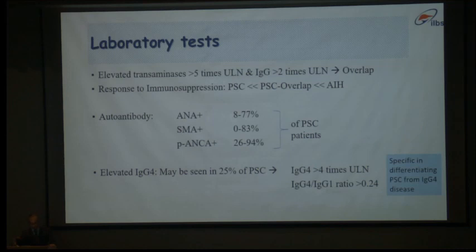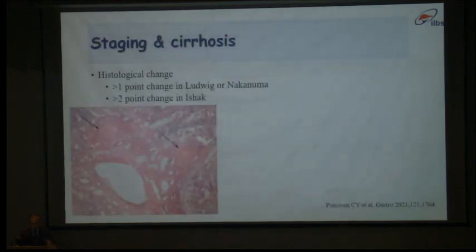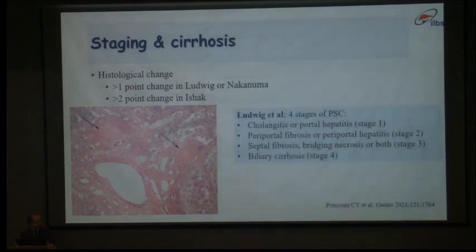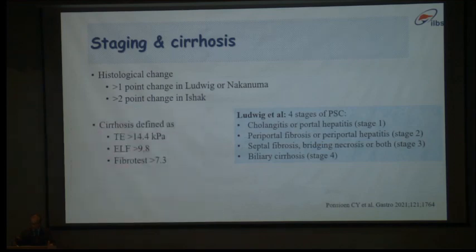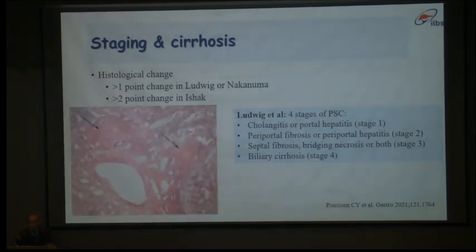IgG4 may also be elevated in 25% of PSC patients, but if the levels are more than 4 times the upper limit of normal, or if the IgG4 to IgG ratio is more than 0.24, that helps in differentiating PSC from IgG4 disease. Now, histological staging in terms of Ludwig or Nakanuma staging. Ludwig is the commonly used histological system, staged from 1 to 4: cholangitis, periportal hepatitis or fibrosis, septal fibrosis, and biliary cirrhosis. In this picture, these are the typical obliterative lesions suggestive of end-stage primary sclerosing cholangitis.